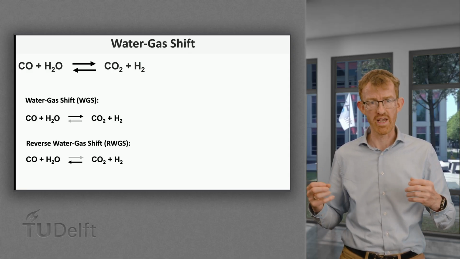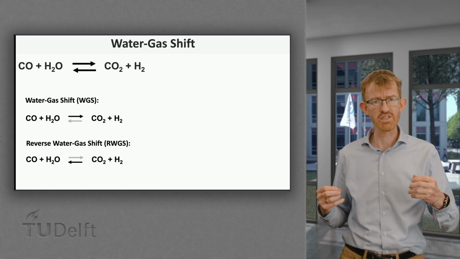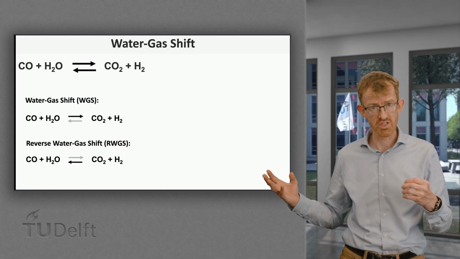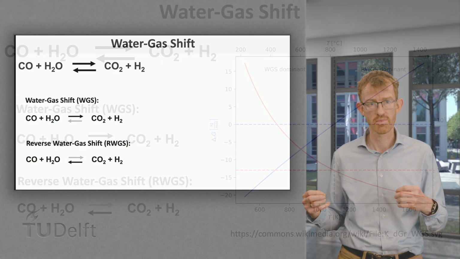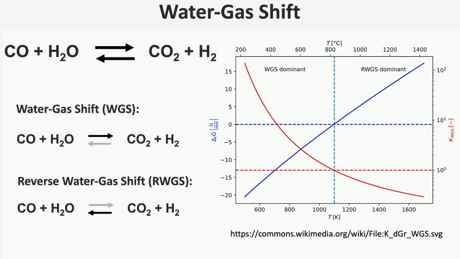While this is an equilibrium reaction, the forward reaction is often referred to as the water gas shift, while the backward reaction is normally called the reverse water gas shift. In this graph, you can see that increasing the temperature is a way to push the equilibrium from the right to the left, meaning making more CO. The drawback of operating at lower temperature is that the reaction will run slower.